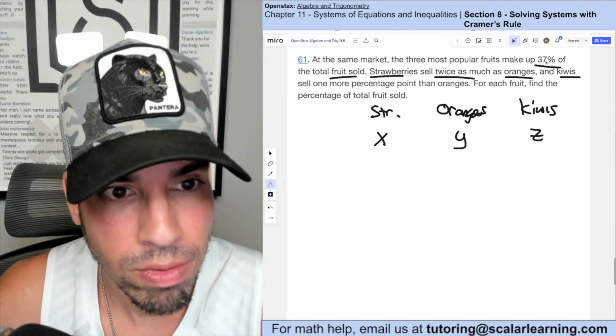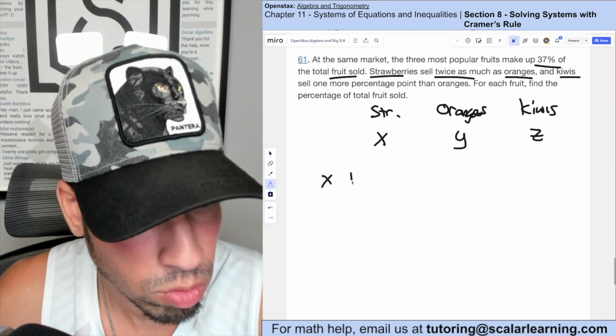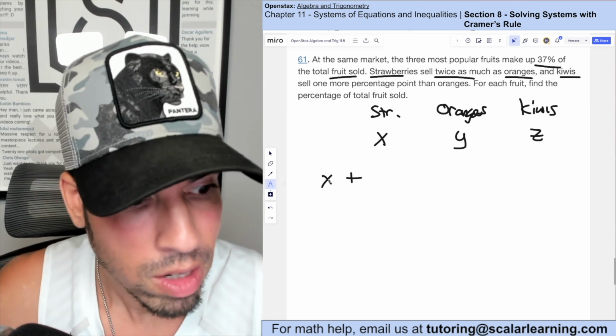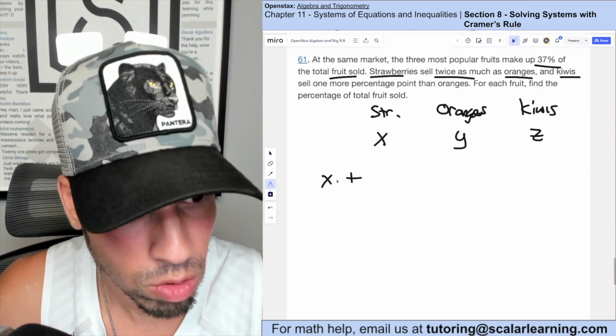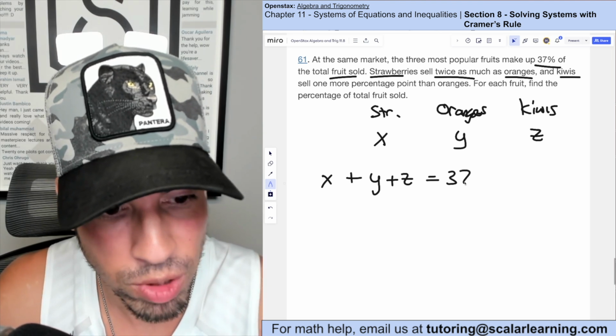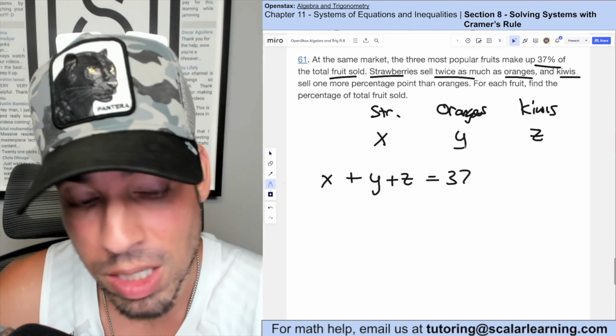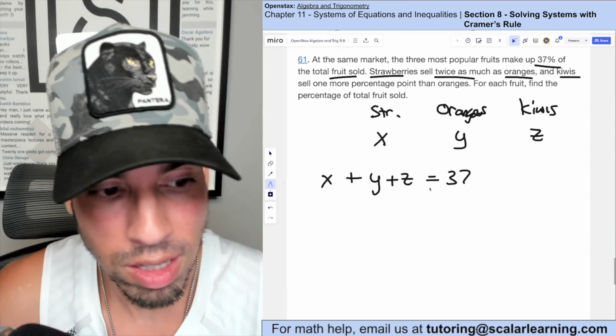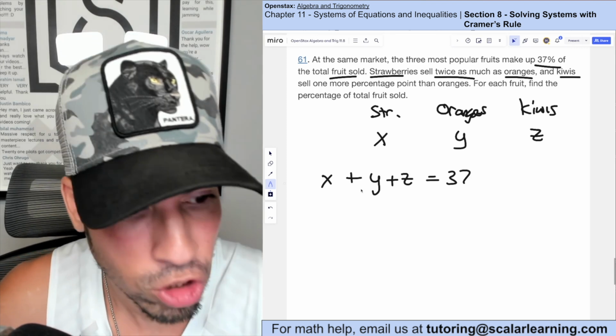So we have our first equation, which is the 3 of them together. And each of these represent percentages, okay? So we'll just keep them as whole numbers, representing the whole number percentages. So x plus y plus z equals 37%. Notice I don't make it 0.37 because I could, but it's pointless. I may as well just represent it as 37 as a whole number, easier to show later on.